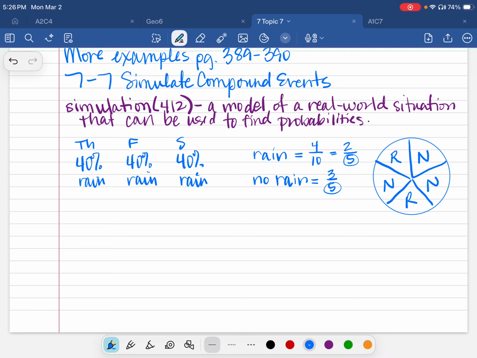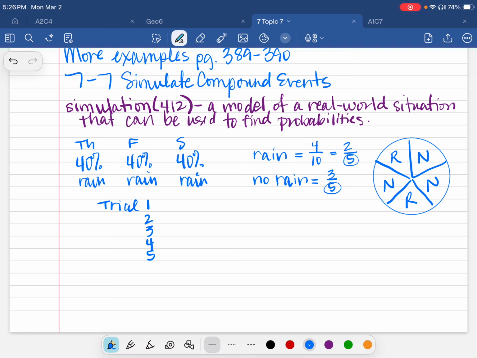So then if this gal wants to decide whether she should go hiking or not, if it's going to rain, she would do several trials. So in the book, they have 5 trials of her spinning the spinner 3 times to represent. The first spin would represent if it's going to rain on Thursday. The second spin would represent if it rains on Friday. The third spin represents if it rains on Saturday.